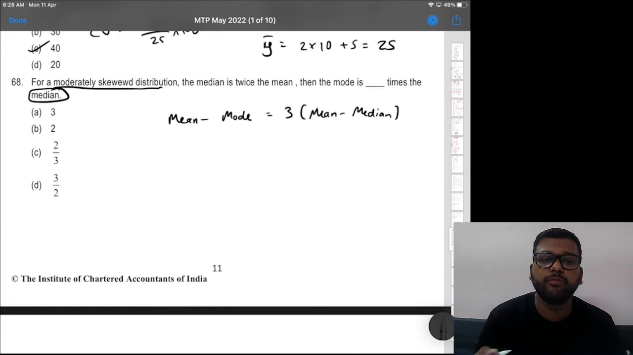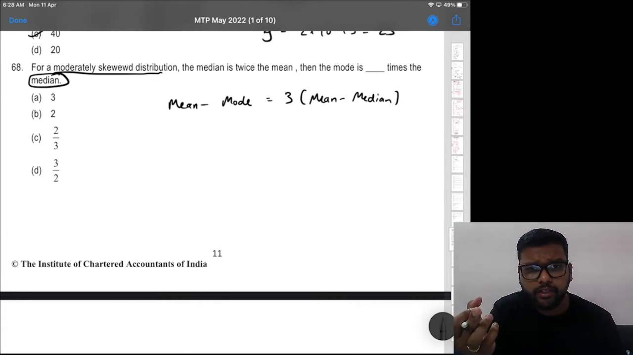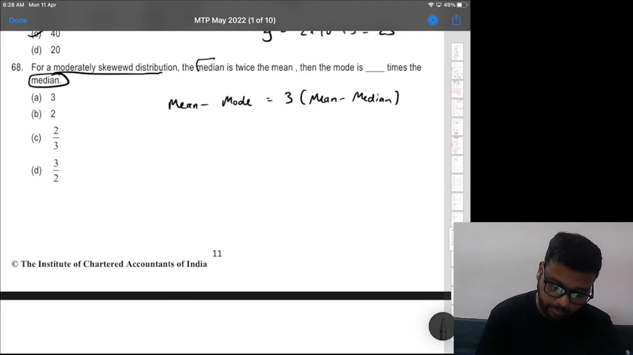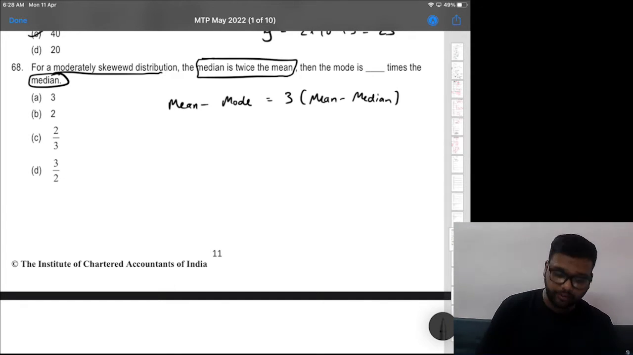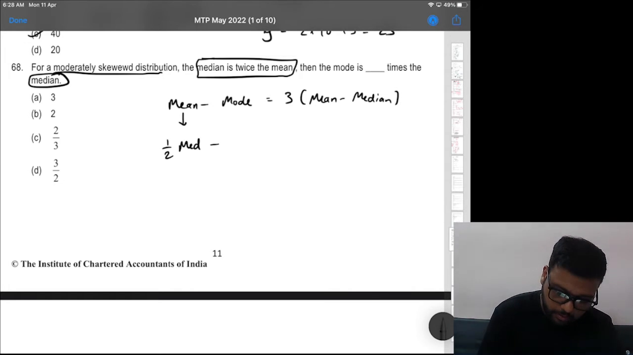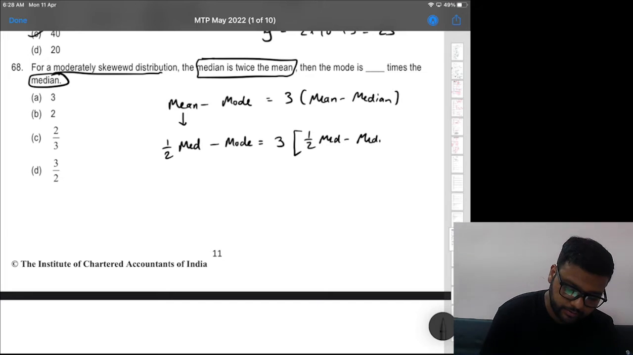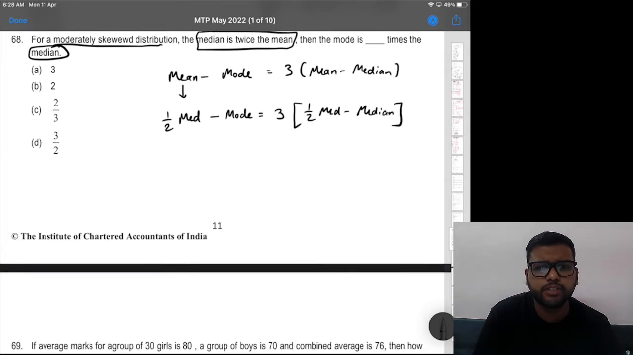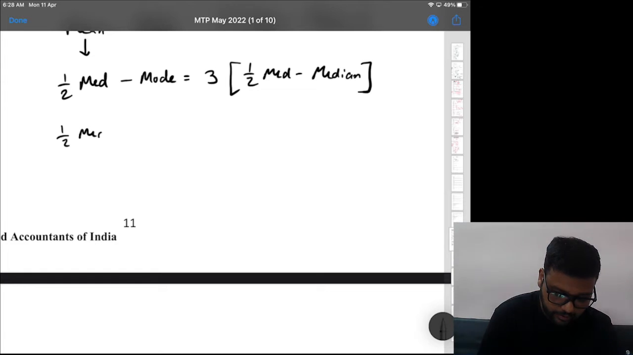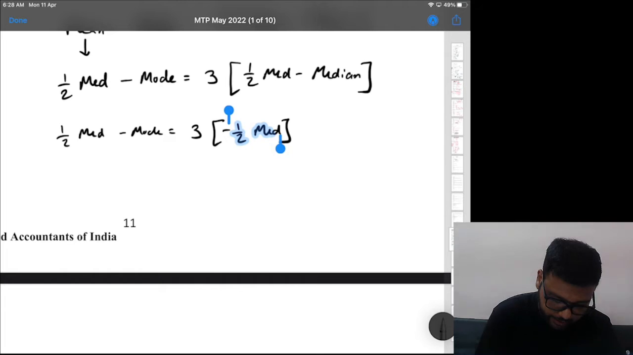So let's write it in terms of median. Median is twice the mean. That means mean is half of median. Understand? Median is twice the mean. That means mean is half of median. So instead of this, I'll write half median minus mode is equal to 3 times. Again, mean is half median minus median. Okay, let's simplify this to get our answer. So half median minus mode is equal to 3 times half median minus median is what? Minus half median. So let's just simplify this.